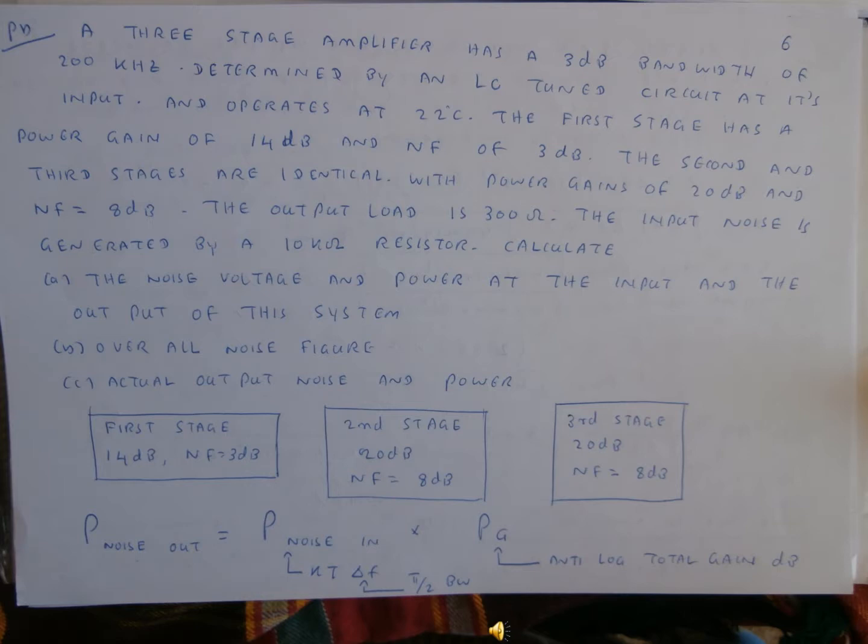So in this case, we draw the block diagram. There will be the first stage with 14 dB gain and 3 dB noise factor, the second stage with 20 dB gain and 8 dB noise factor, and the third stage with 20 dB gain and 8 dB noise factor. So the noise output can be calculated as noise power input multiplied by PG, the antilog of the gain in dB. Noise power can also be calculated as kT delta F, where delta F equals pi by 2 times the bandwidth. So this is the way we calculate for this amplifier.